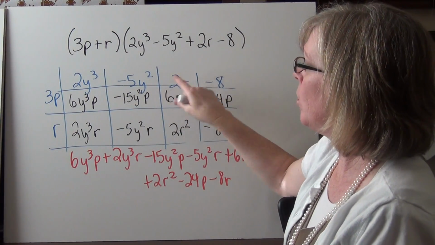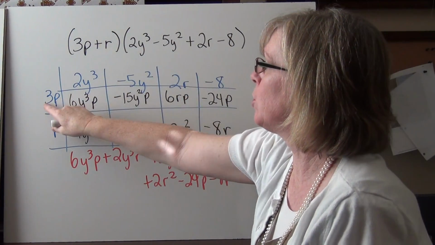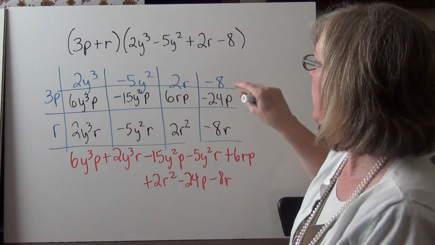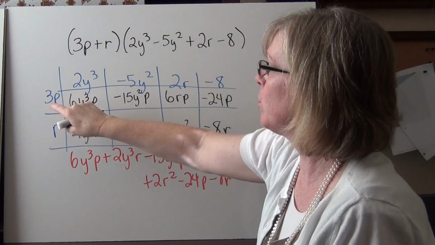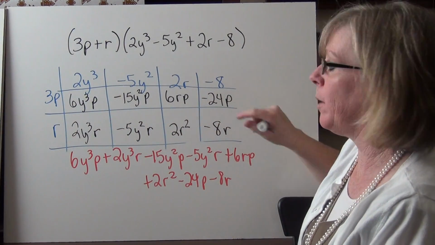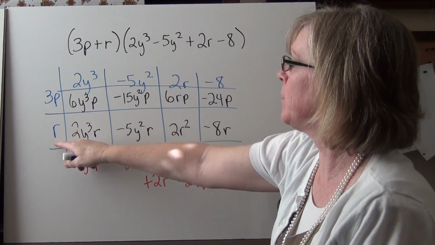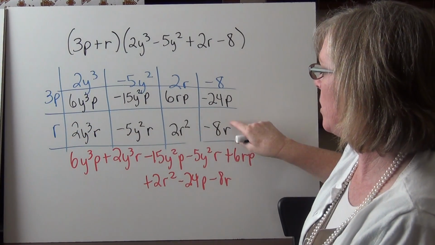So I have 2r and 3p. 2 times 3 is 6, but the r and the p just go together like this. And last, negative 8 times 3p, I get negative 24p. And then I did the same thing down here for multiplying everything times r. Times r, times r, times r, times r.